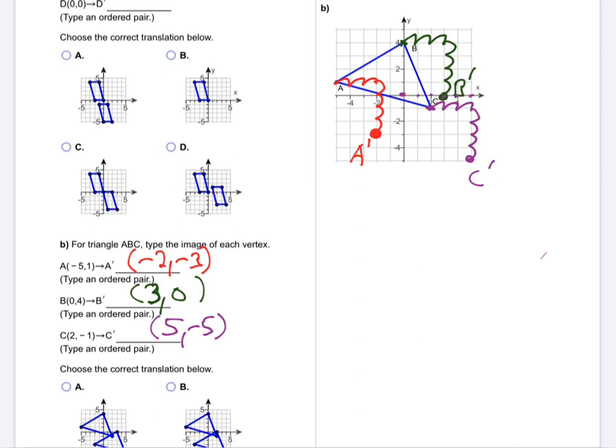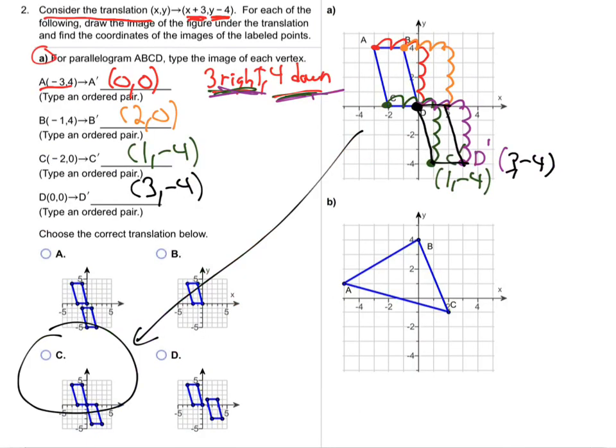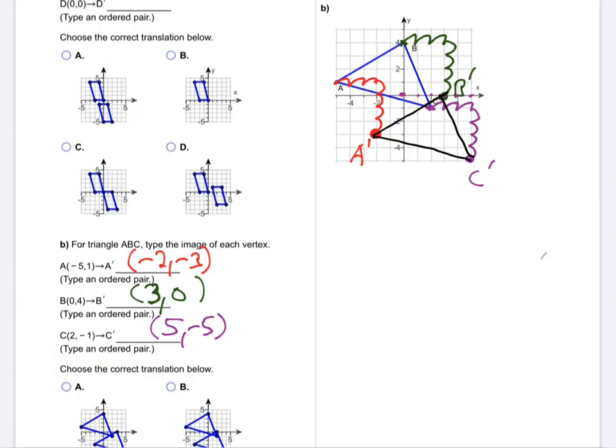And then draw the new triangle. So A to B to C. So we've moved the whole triangle. What is it? 3 right, 4 down. There's the entire new triangle. 3 right, 4 down. So which one of those is the right answer?